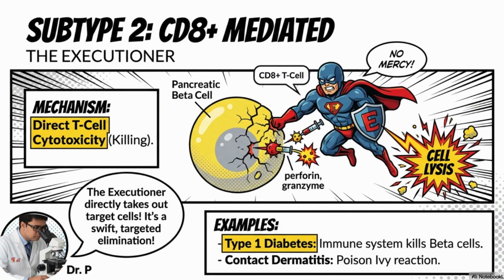Subtype 2 is CD8 plus mediated, the executioner. It causes direct T cell cytotoxicity, no mercy. The CD8 plus T cells use perforin and granzyme to cause cell lysis. The executioner directly takes out target cells. Examples are type 1 diabetes, where the immune system kills beta cells, and contact dermatitis, like a poison ivy reaction.